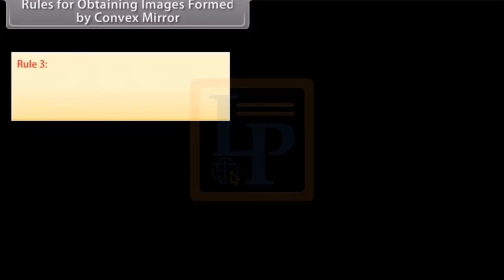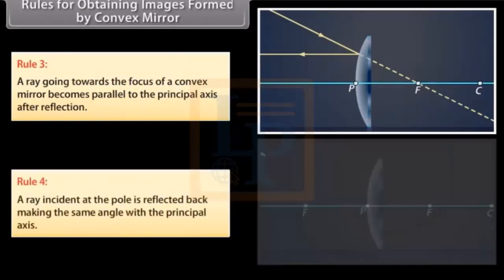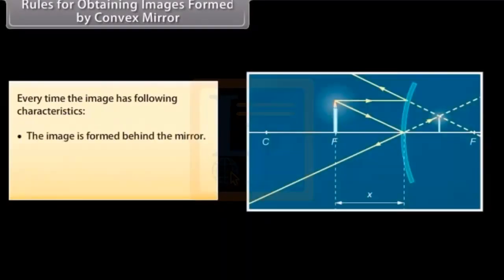Rule 3. A ray going towards the focus of a convex mirror becomes parallel to the principal axis after reflection. Rule 4. A ray incident at the pole is reflected back, making the same angle with the principal axis. Every time, the image has the following characteristics. The image is formed behind the mirror. It is virtual and erect, smaller than the object.